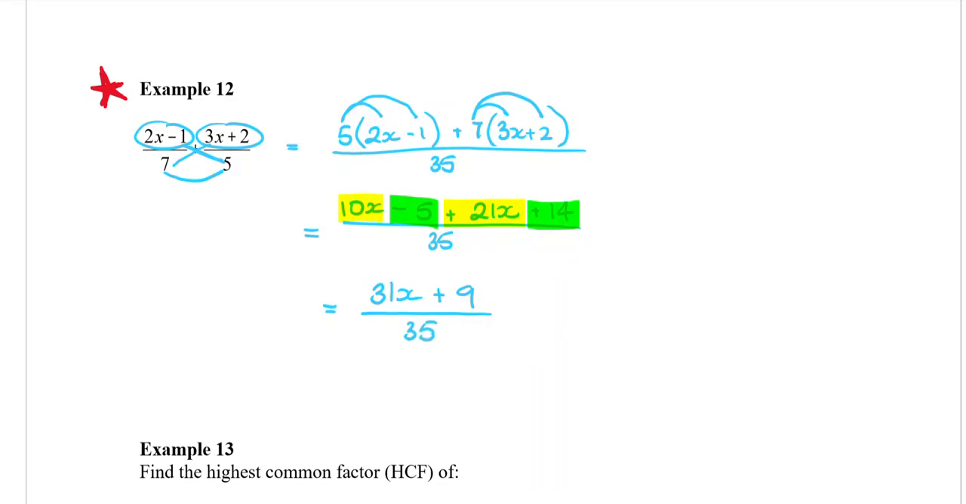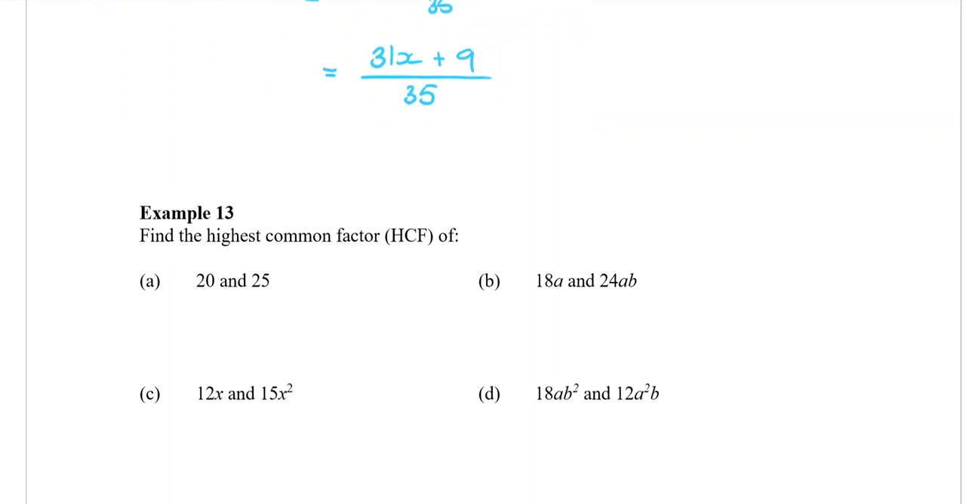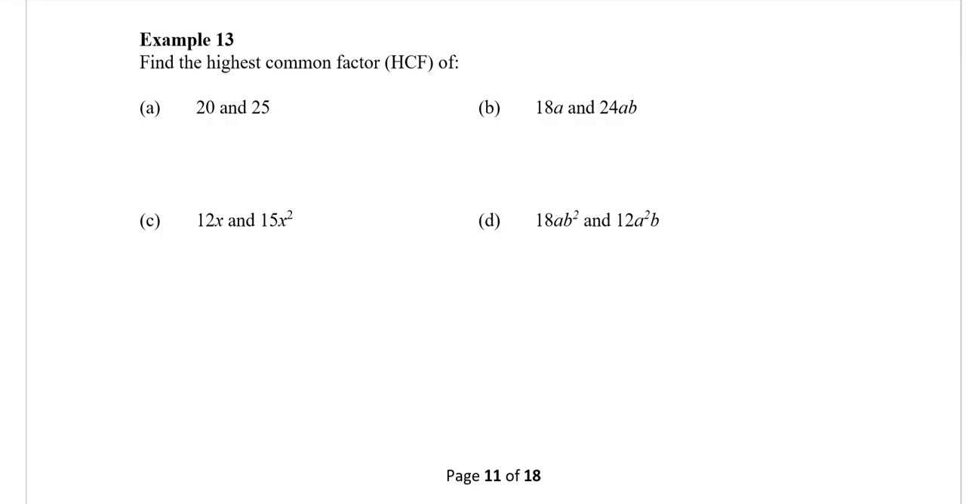Okay, so a few tricky questions in there, but we are still not done. On to example 13, we finally get to the factorising part of this section. And factorising is putting things back into brackets. To do that, we have to be able to work out what the highest common factor is so that we can take it out the front of our bracket. Now, hopefully with a bit of practice, you'll be able to look at the numbers and be able to work out what the highest common factor is.